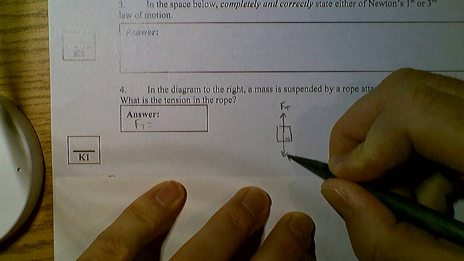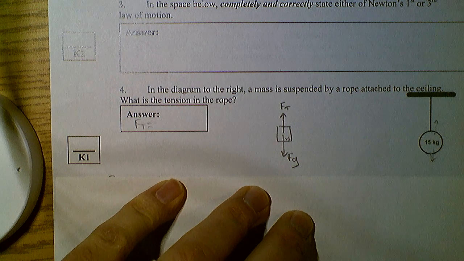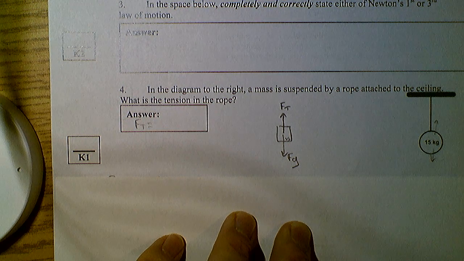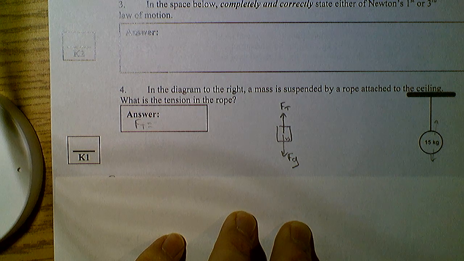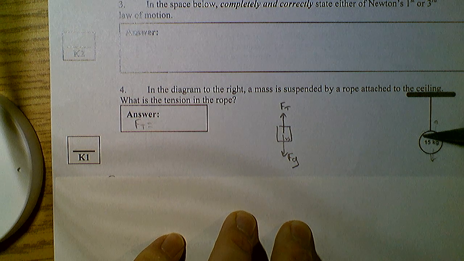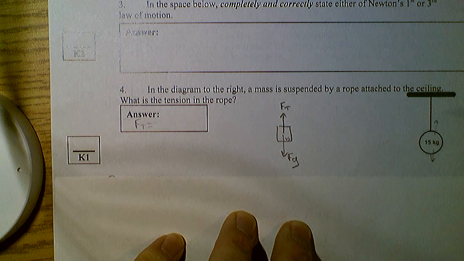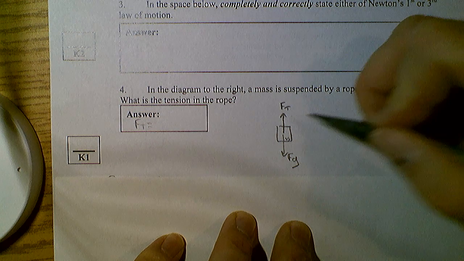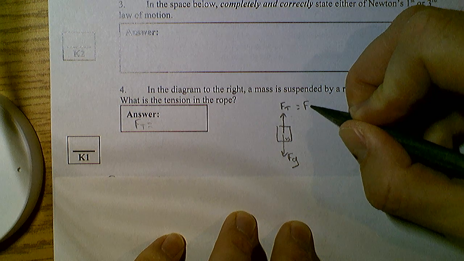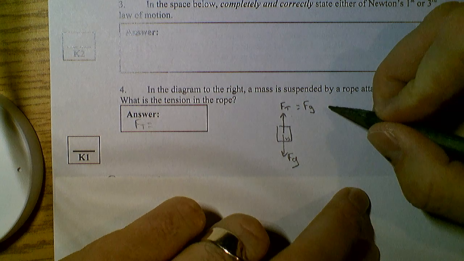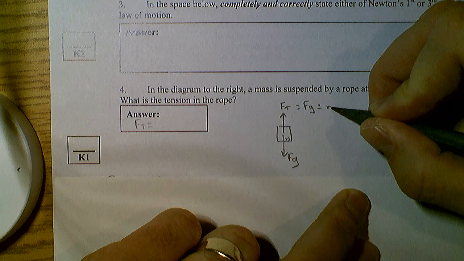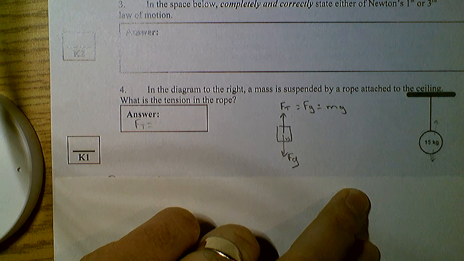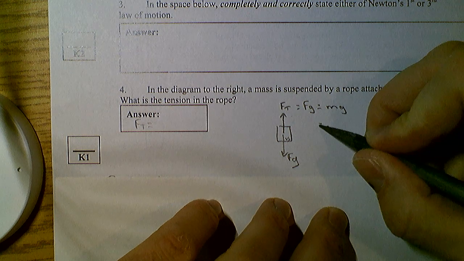roughly equal in size, because these two must be balanced, because according to Newton's laws, this mass is not accelerating, so the forces on it have to be equal and opposite, balanced. So the tension force is equal to the force of gravity. In this case, the force of gravity is equal to the mass times gravitational acceleration at Earth's surface. We can plug our numbers in now.